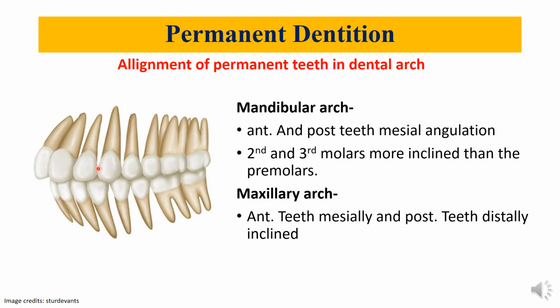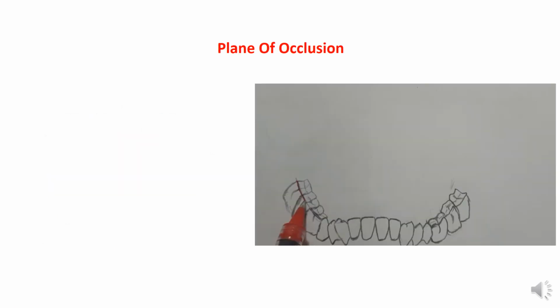Now moving on to the maxillary arch, you can see the anterior teeth are inclined mesially and the posterior teeth are distally inclined. See, the anterior teeth are coming out, but the posterior teeth are going distally. They are going backwards. Can you see this? So this is the alignment of permanent teeth in a dental arch.